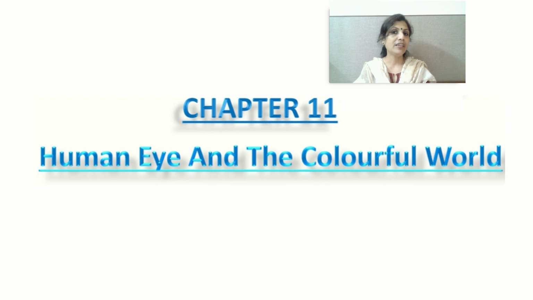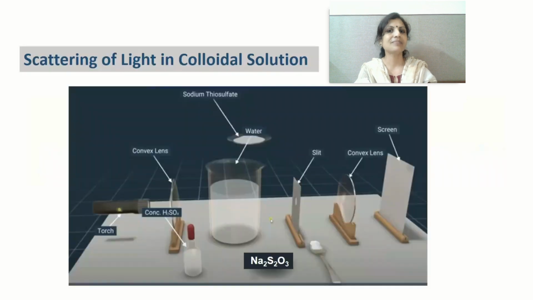In scattering of light, we learned that it's the blue light which scatters the maximum and the red light scatters the least. Based on this concept, we have one activity which we will be performing in the laboratory. But today I am discussing this activity with you so that your understanding about the scattering of blue light to the maximum level and scattering of red light to the minimum level will be more clear. So let's see this activity.